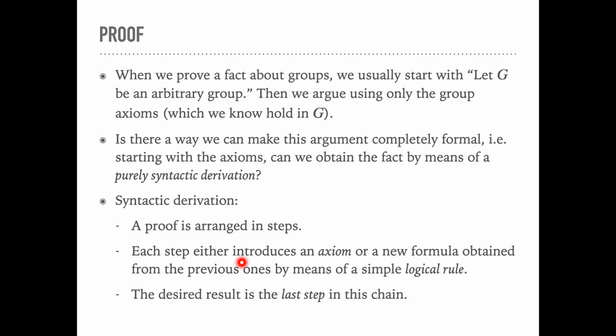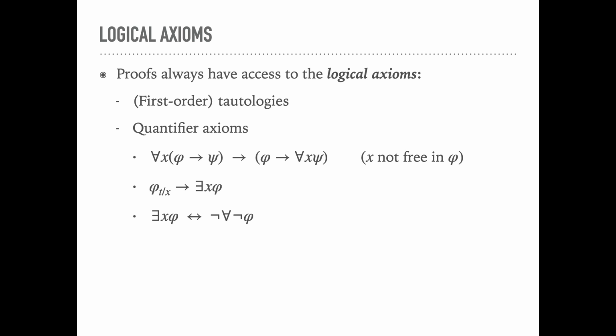If each step is in this form, then we have obtained a formal proof of our result. So what are the axioms, besides the group axioms that we're working with, that we always have access to in a formal proof? Those are the so-called logical axioms, and they consist of three groups. The first group contains all first-order tautologies. Any formula of the form phi, for example, or not phi, will be accessible for us in a proof. That means we can use them as a step in our proof.